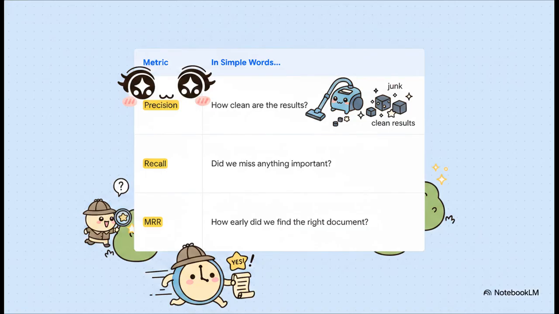So to wrap this up, here's a simple way to think about them. Precision asks, how clean are my results? Recall asks, did I miss anything important? And MRR is all about, how fast did I find what I was looking for?